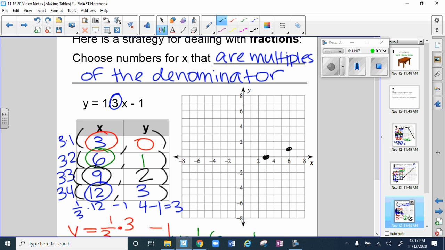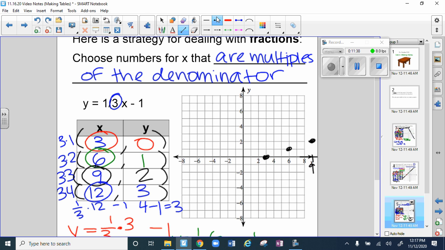And I'm going to run out of room. But 9, let's say 9 is here. 9, 2. And my 12 is off of my screen there. But we could pick other multiples that would be negative. So I could pick like a -3 and plug that in and find some other points on my graph in the other direction. But 3 points is enough to draw my line.